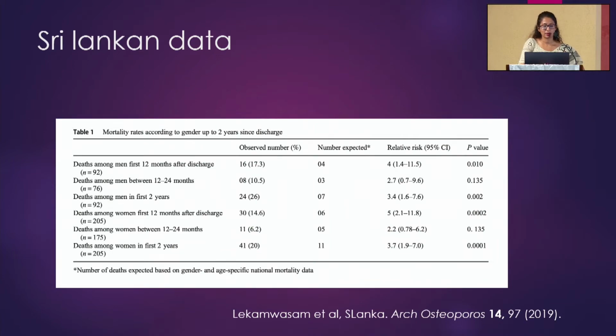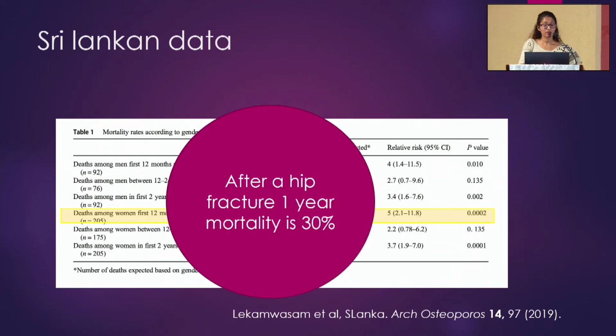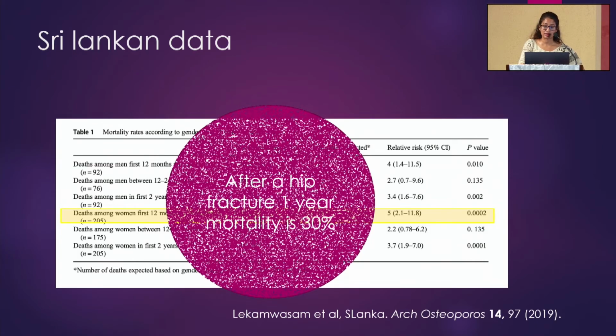This is replicated in one of our studies by Professor Lekamwasam, where he studied a cohort of 1,000 women over a period of 2 years following a hip fracture. In his study also, the 1 year relative risk of death was 5. After the first MI, the 1 year mortality is about 10.3%, but after a hip fracture, your 1 year mortality is 30%. So this is a very serious condition that needs attention.